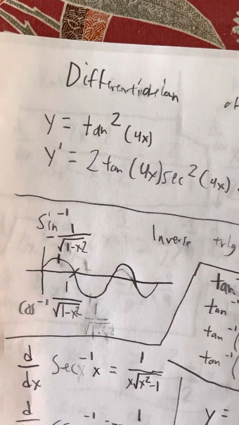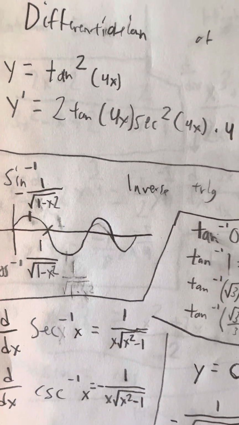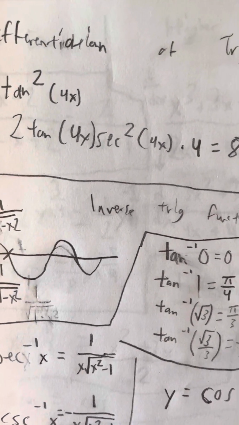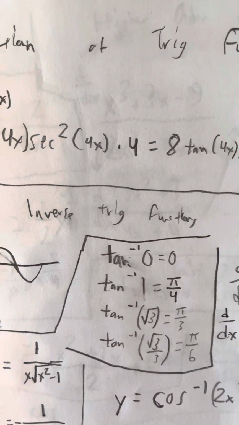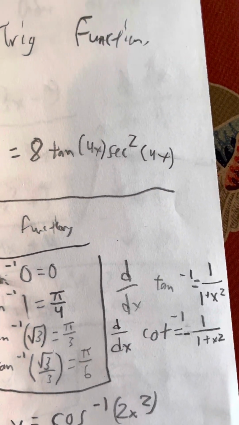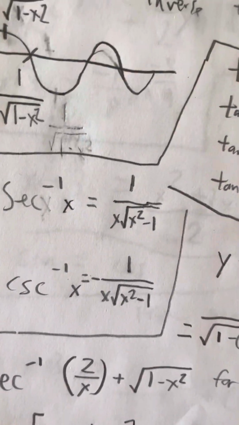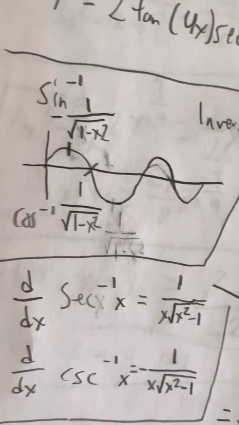Differentiation of trig functions. y equals tan squared 4x, y prime equals 2 tan 4x secant squared 4x times 4, equals 8 tan 4x secant squared 4x. That's a complicated one for a prime. Inverse trig functions.